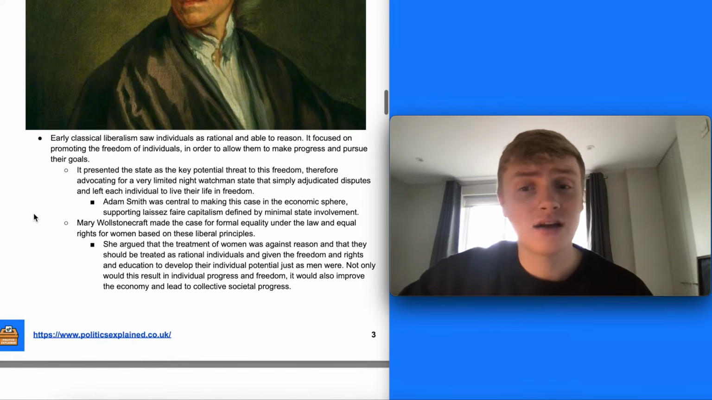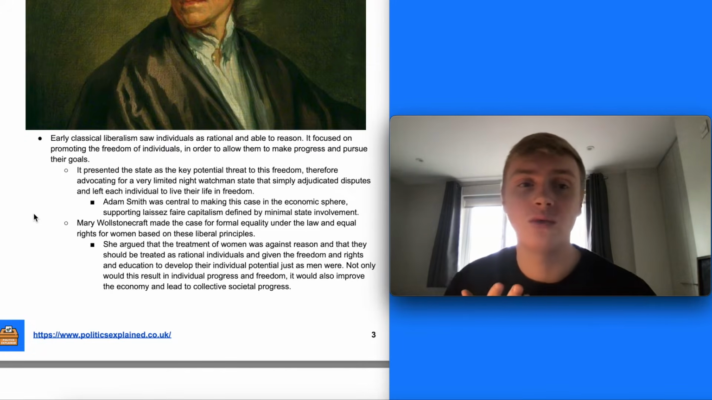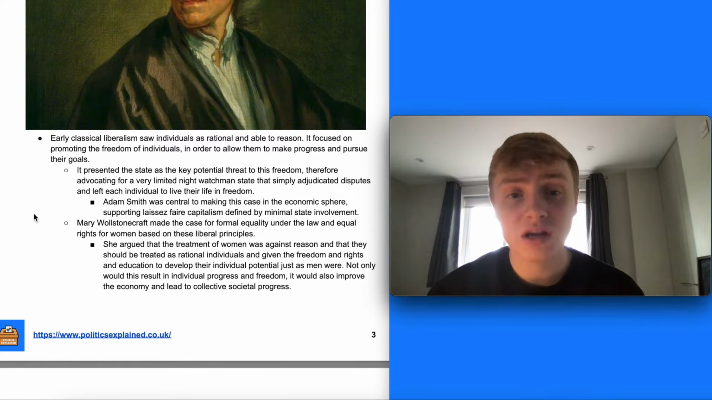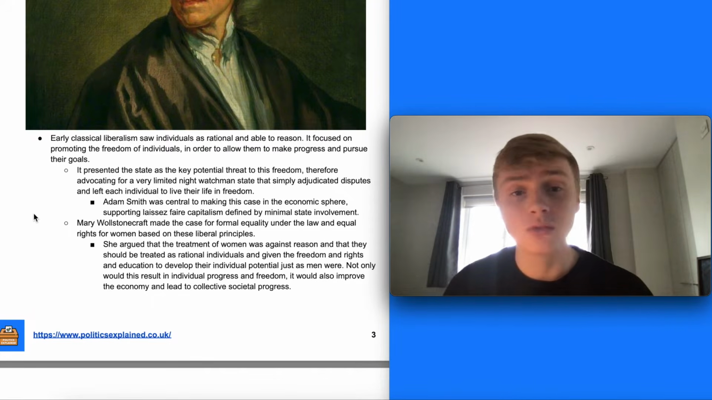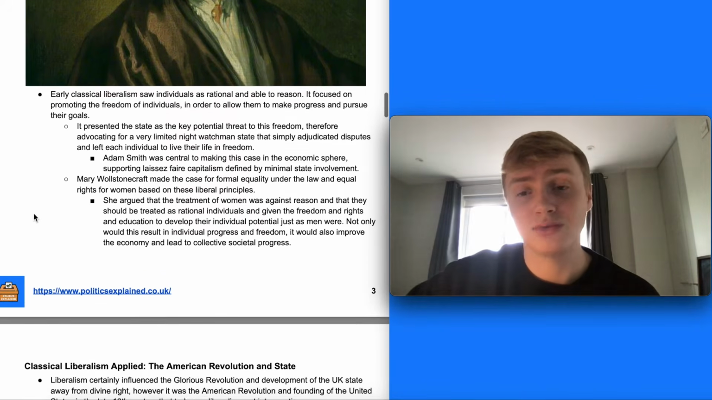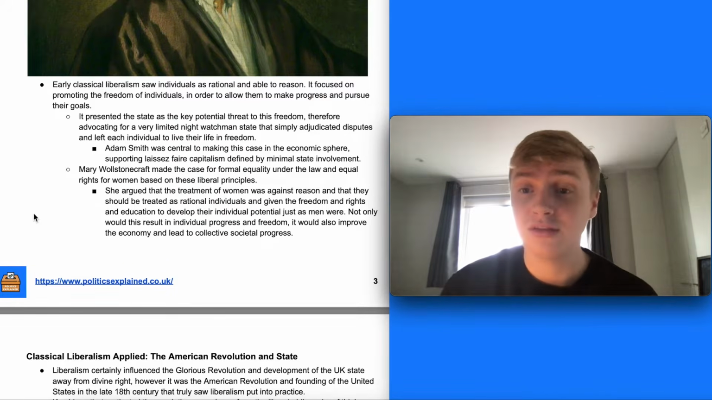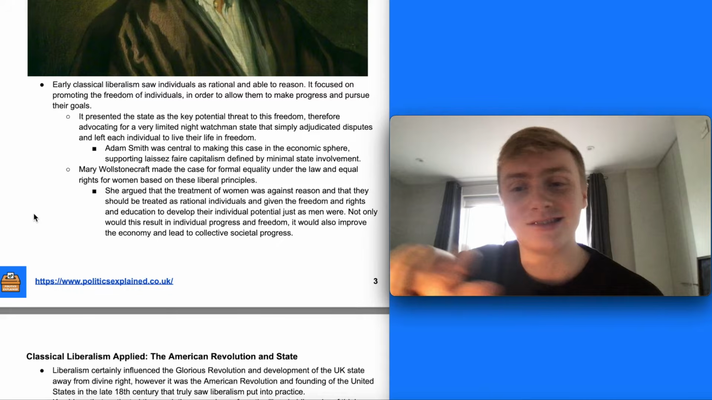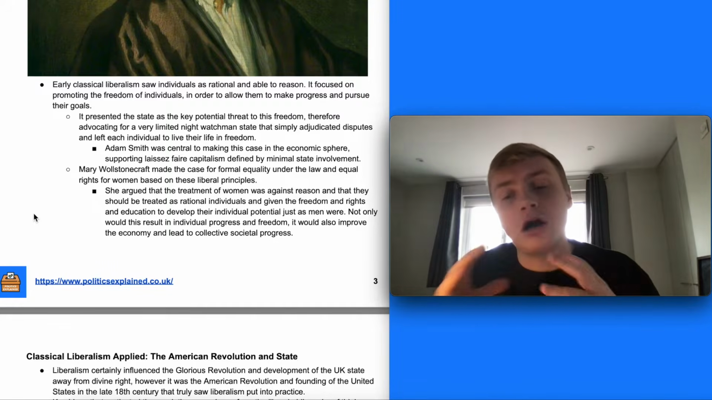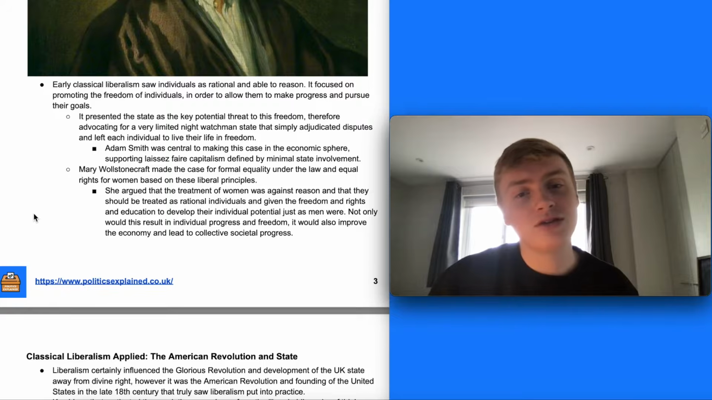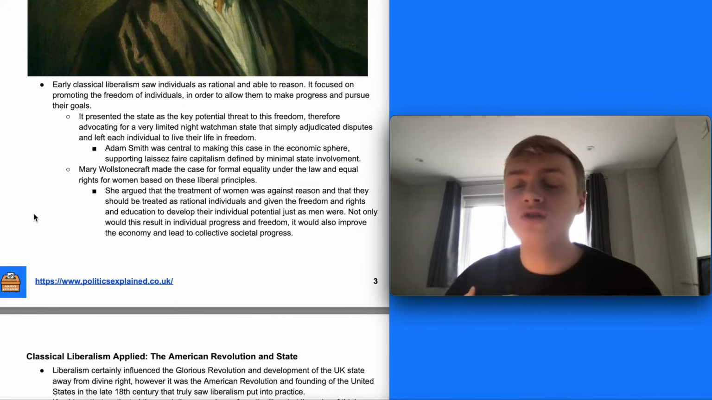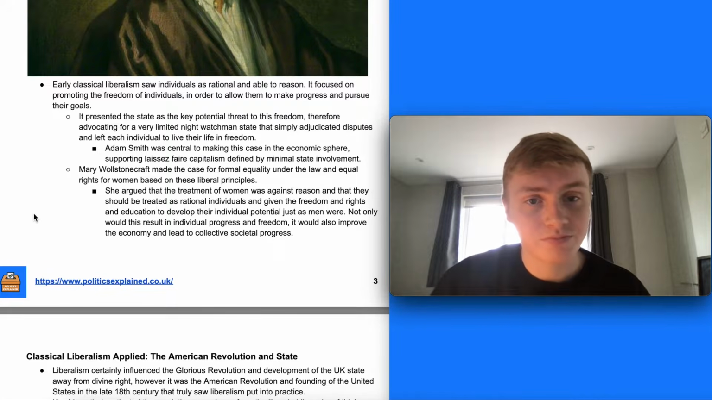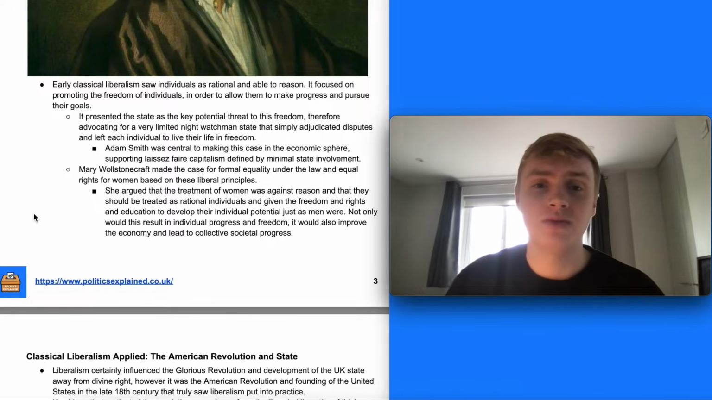This led to the foundational beliefs of classical liberalism, which were that individuals are rational and able to reason, which focused on promoting the freedom of individuals in order to allow them to pursue their goals and make progress. As we mentioned, the state is the key threat to this freedom, and as a result, there should be what's been described as a night watchman state. Locke didn't say this specifically, but it's the type of state he advocated for, and it's called that because it should simply adjudicate disputes when necessary, but otherwise just leave individuals free to pursue their lives.